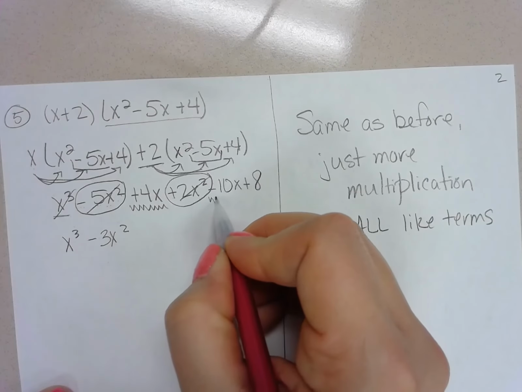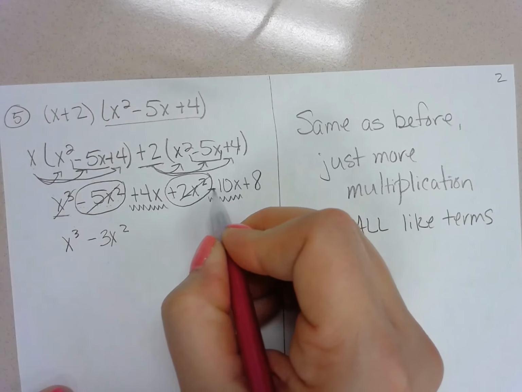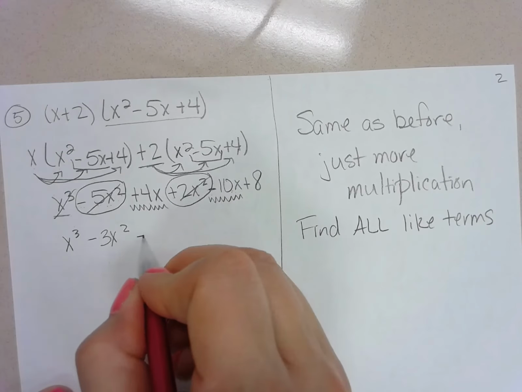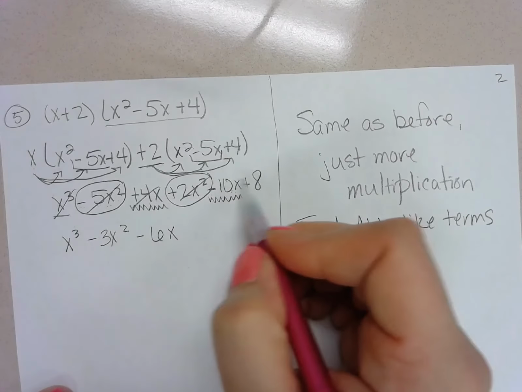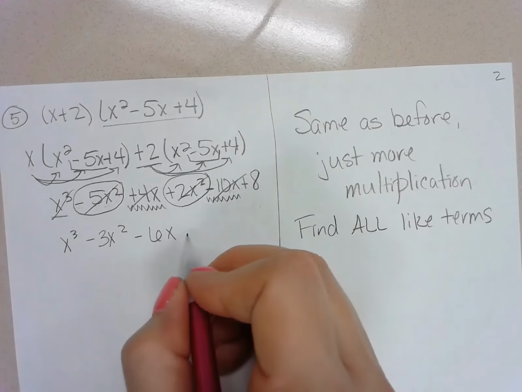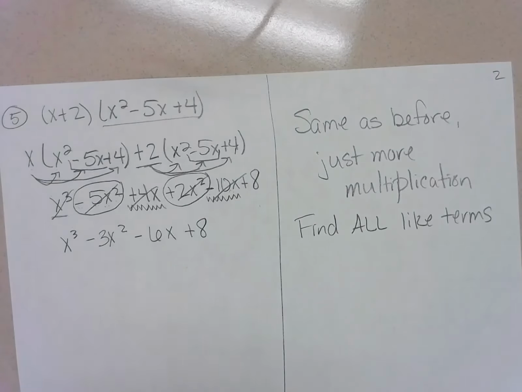Oh, that almost got cut off. And a negative 10x. Remember, that negative sign goes with that 10. So 4x minus 10x is negative 6x. Use those two things. And then I have this 8 down here. It's the only thing left, so it needs to show up in my answer.